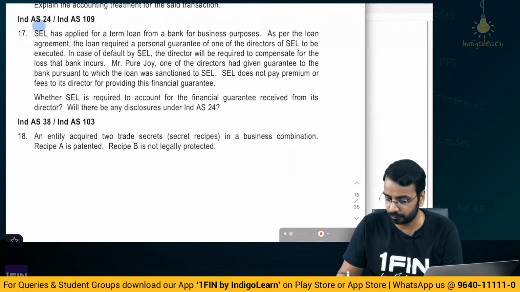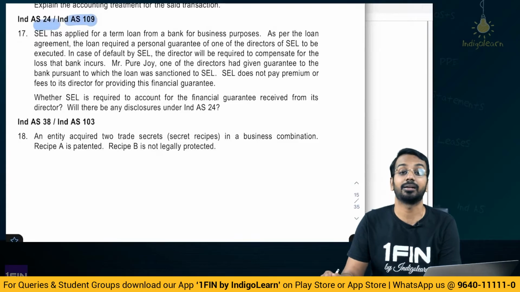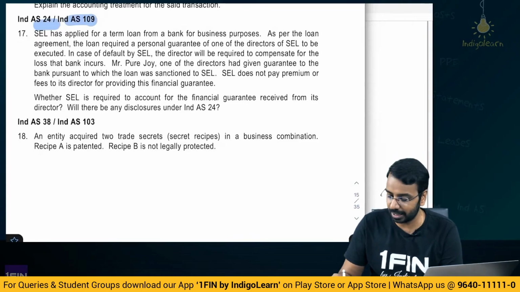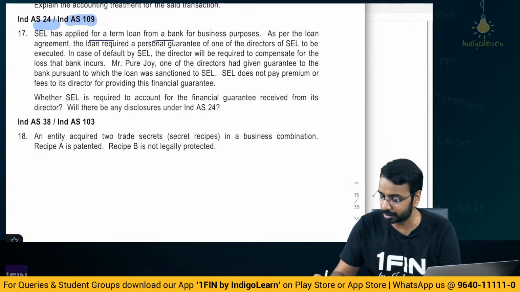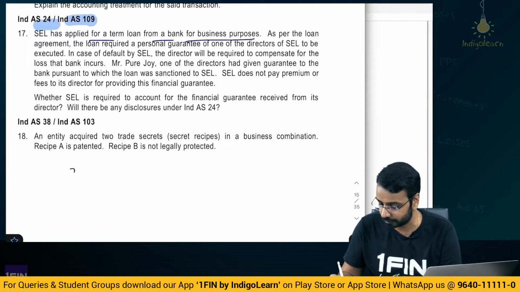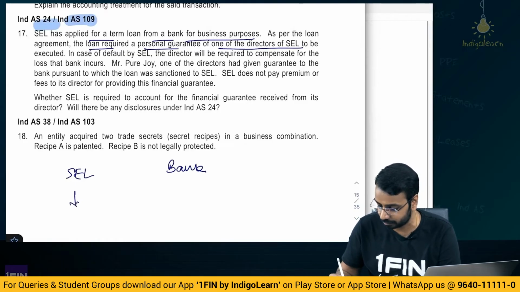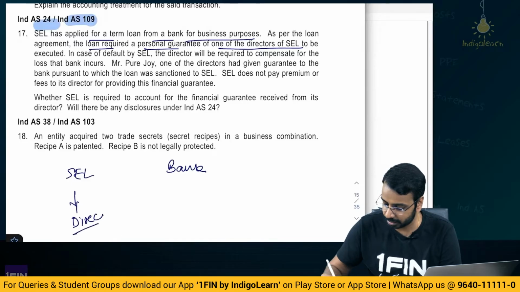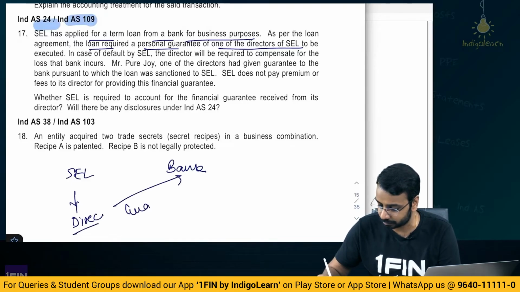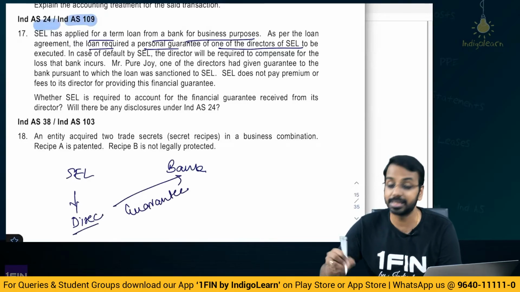This is based on Ind AS 24 and 109, financial instruments and related parties. SCL had applied for a term loan from a bank for business purpose. So SCL is the entity. There is a bank. As per the loan agreement, the loan required a personal guarantee of one of the directors. So SCL has some director, and this director will give what? A guarantee. SCL is not giving the guarantee.